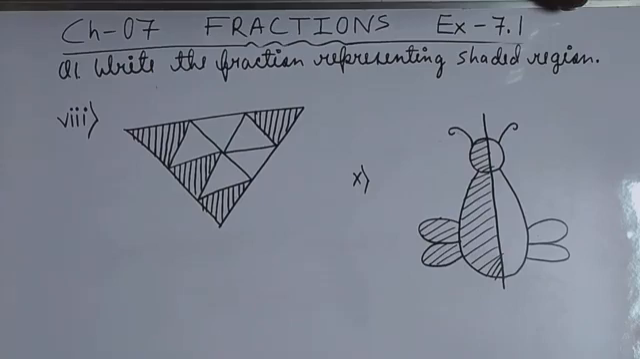Now this is question number 1 of your exercise 7.1, which says write the fraction representing the shaded region. What you have to do is tell what fraction the shaded region in these two figures represents. These two examples are of single things. For a single object, we have to tell what fraction is representing the shaded region.